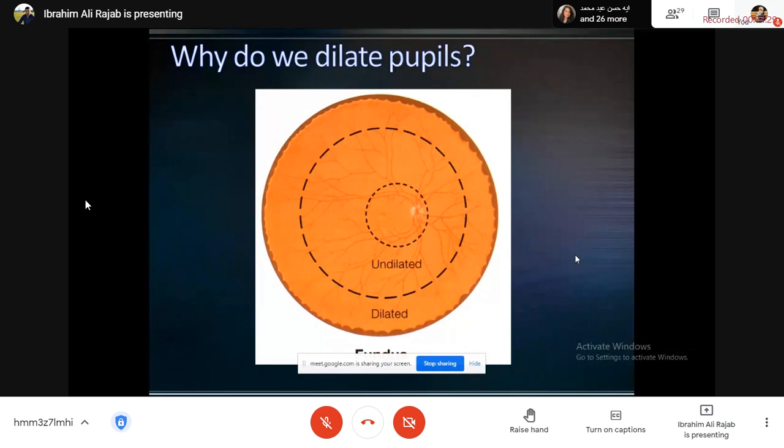So we dilate the pupil to examine the peripheral part of the retina. If the pupil is not dilated, we will just examine the posterior part of the retina. We may just see the optic disc, the blood vessels, and the macula.